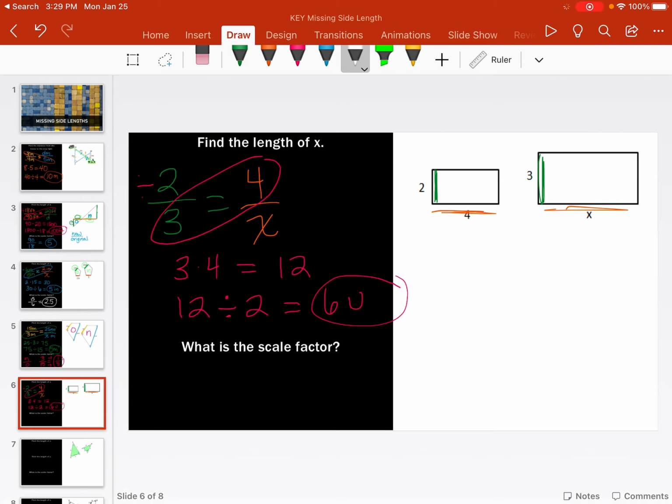Now for our scale factor, it is new over original. Remember, this is the original, this is the new. Set it up and simplify it. Okay, your new was 3, your original was 2, and 3 divided by 2 is 1.5, or 1 1/2. You could do a fraction or a decimal, either one is fine.